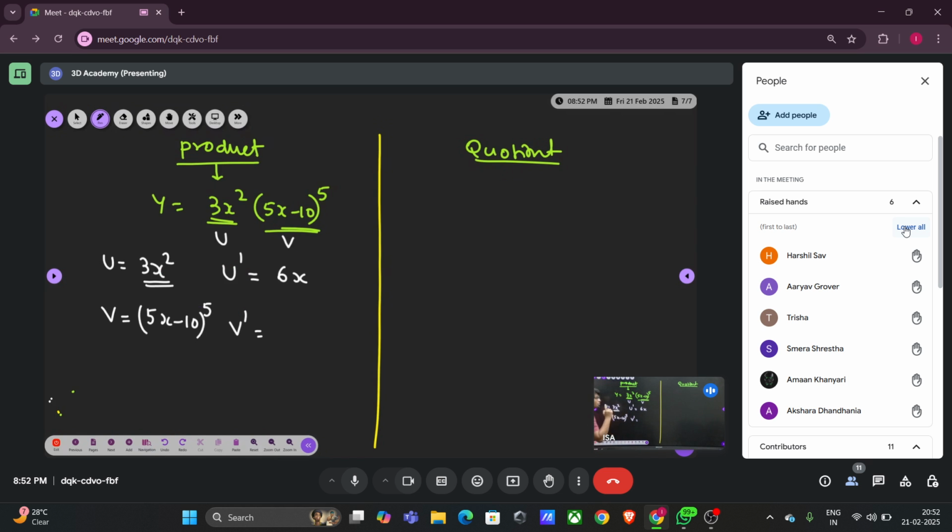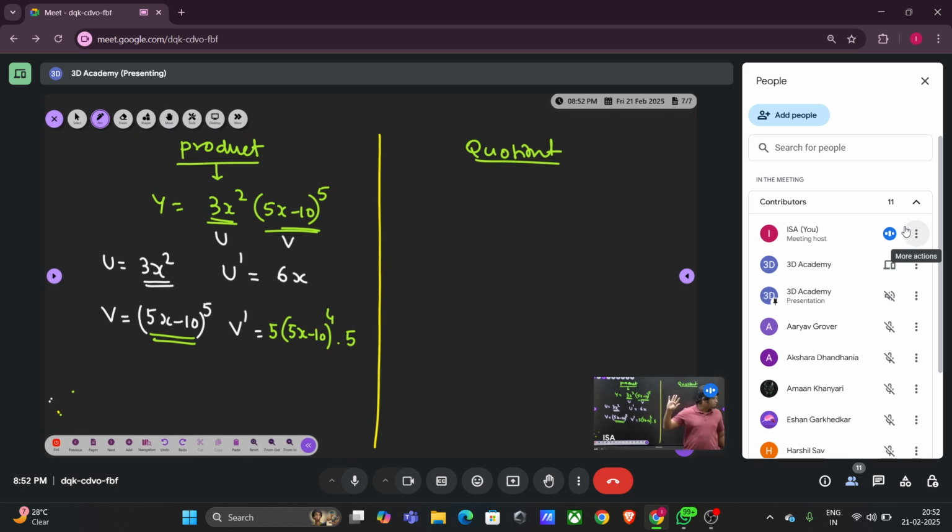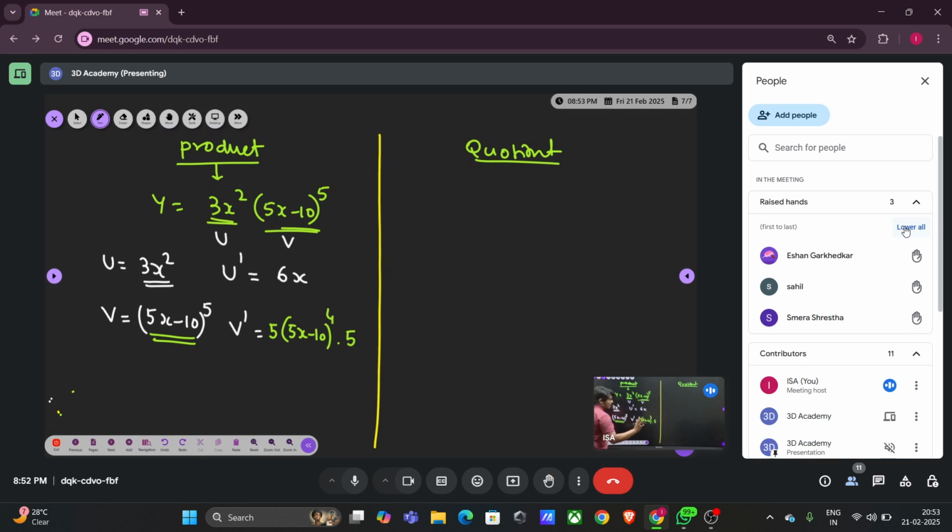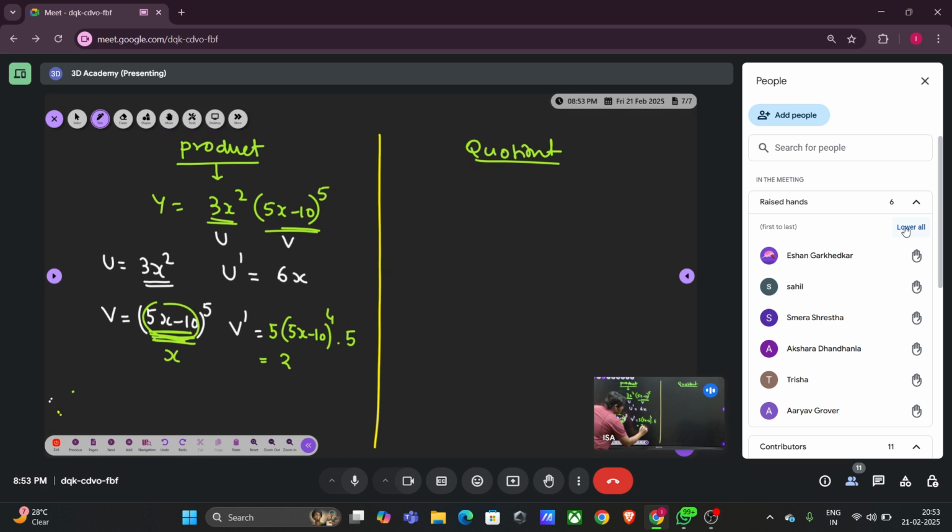Even if it is a product rule, instead of x there is one other function. So you will solve it like you solve for x, but as it is not x, you will differentiate and multiply the derivative of 5x minus 10. How many of you understood this differentiation? Raise your hands. I am explaining again: instead of x there is some other function. So you differentiate it as if it is x, and then differentiate this function and multiply with the given one. So this answer comes out to be 25 times 5x minus 10 raised to power 4. That is the differentiation of u, and the differentiation of v.